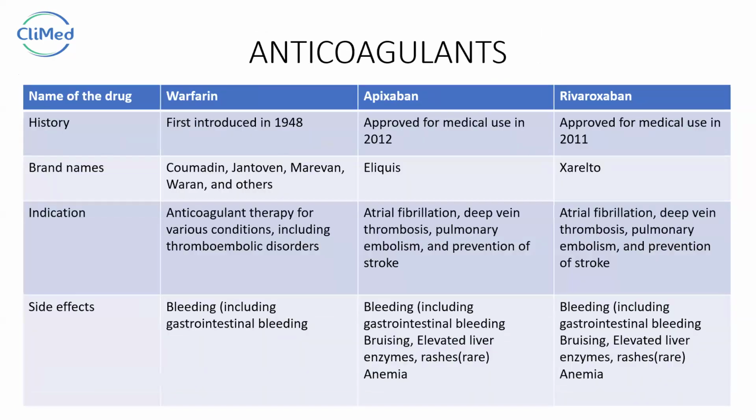Thank you. Apixaban. Apixaban is another oral anticoagulant approved for medical use in 2012. Brand names include Eliquis. It is indicated for atrial fibrillation, deep vein thrombosis, pulmonary embolism, and prevention of stroke. Side effects include bleeding, gastrointestinal bleeding, bruising, elevated liver enzymes, rashes, and anemia. Next slide, please.